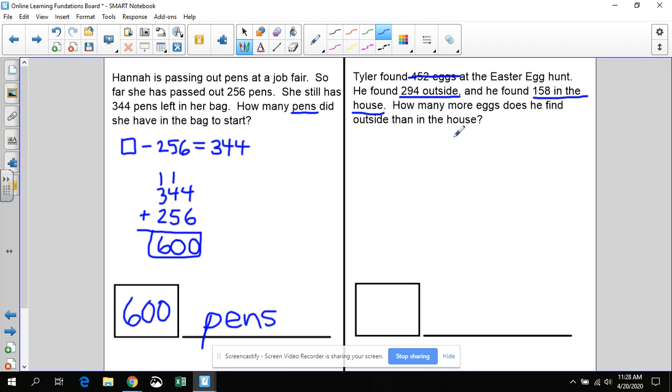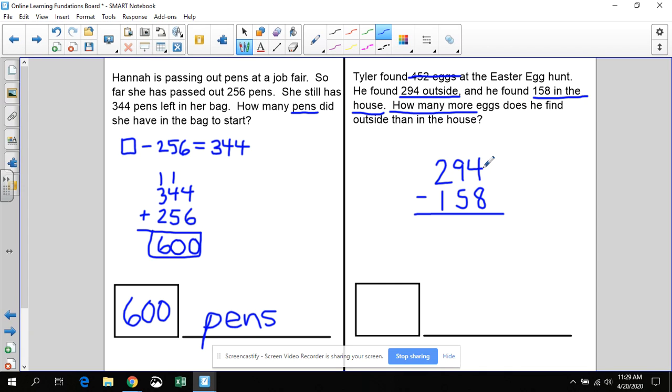So if I want to know how many more, I'm trying to find the difference, and the difference is the name of the answer to a subtraction problem. So I'm going to put the larger number on top. I'm going to put the smaller number on the bottom, and I'm going to subtract. When it's asking me how many more, it means it's looking for the difference. And anytime I'm looking for the difference between two numbers, I need to subtract them, making sure I put the one that has 200 on top of the one that has only 100.